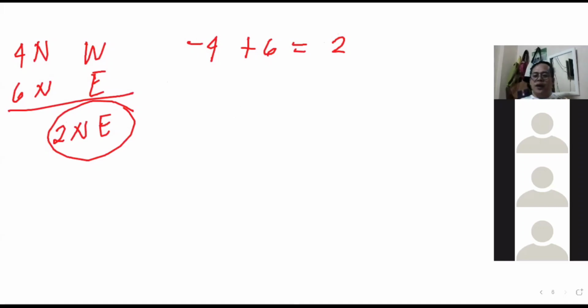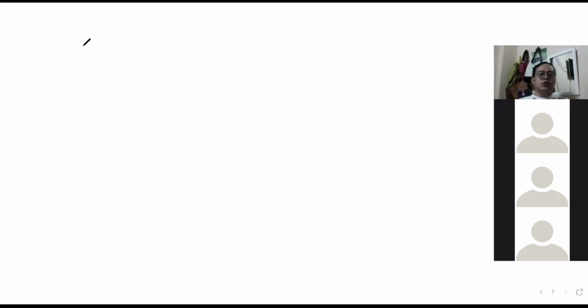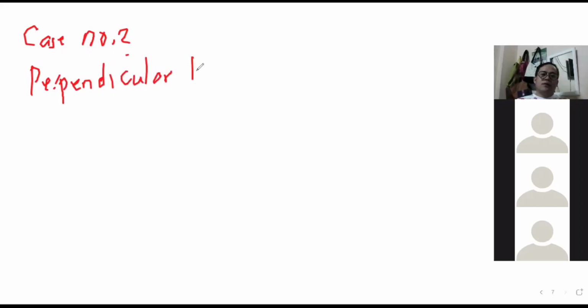Okay, so I hope everything is clear. Let's now go to case number 2. So case number 2, if the two lines are forming perpendicular lines. So if they are perpendicular lines, what kind of line do they form? The two lines cross each other. Or perpendicular. Parallel we don't use here. Perpendicular, two lines are crossing or intersecting each other, right?